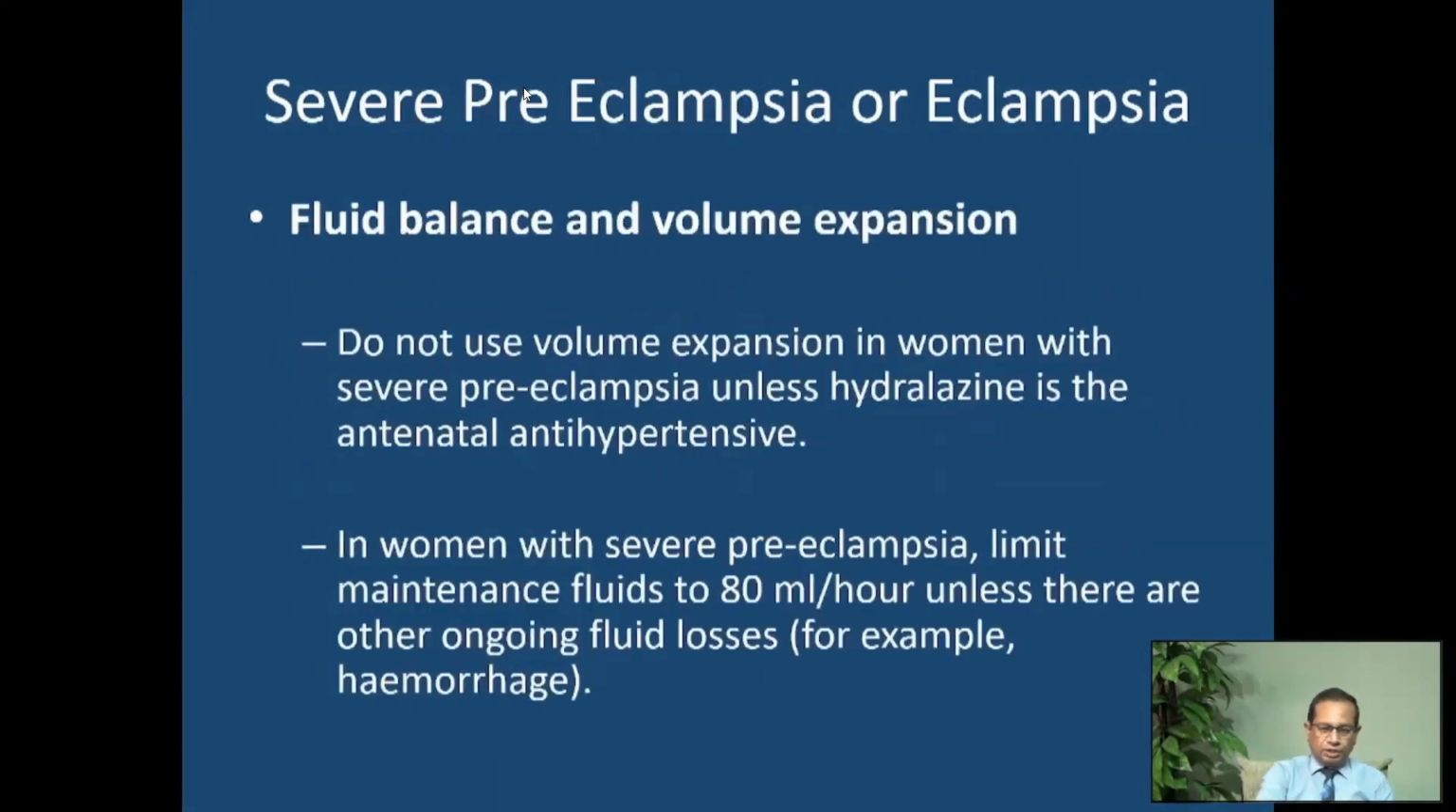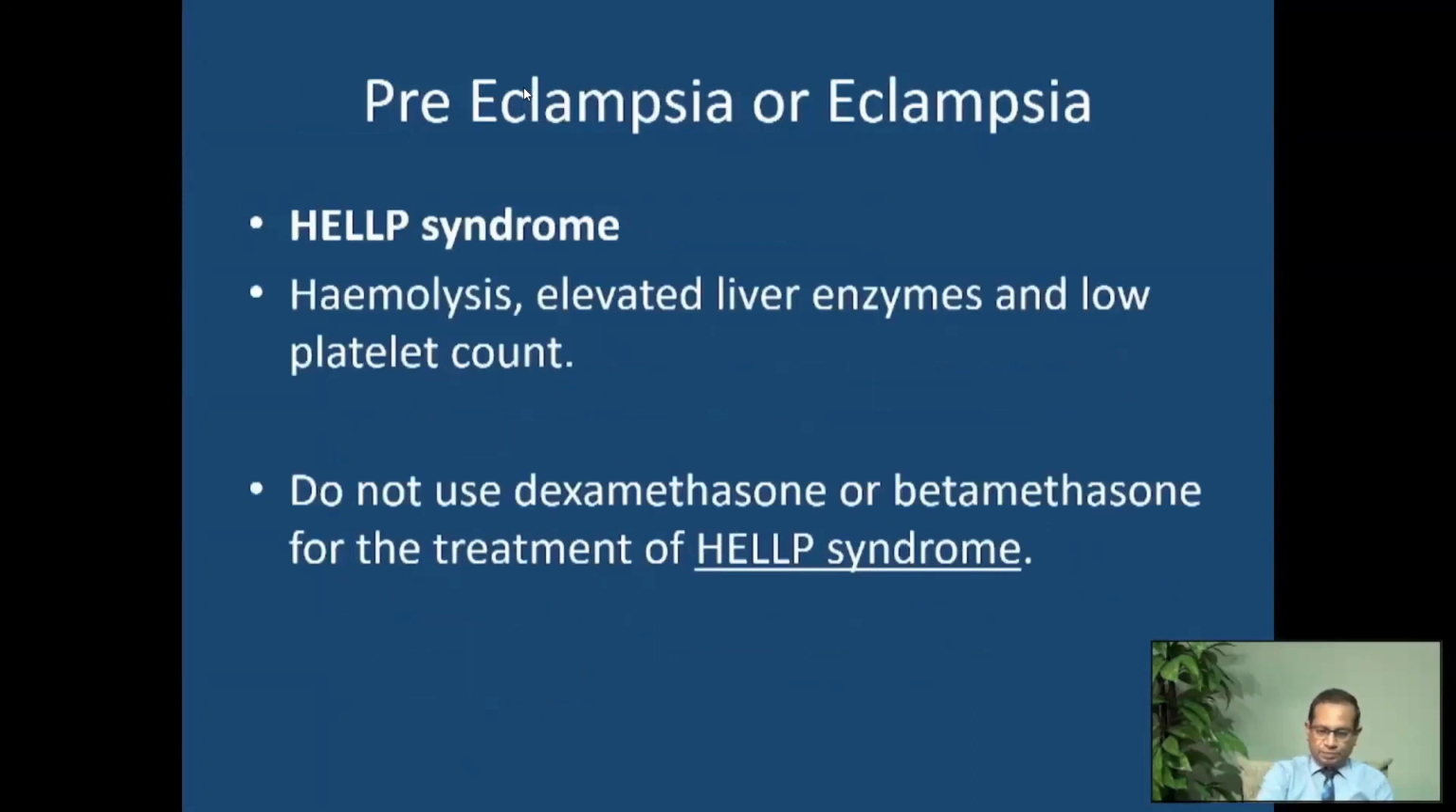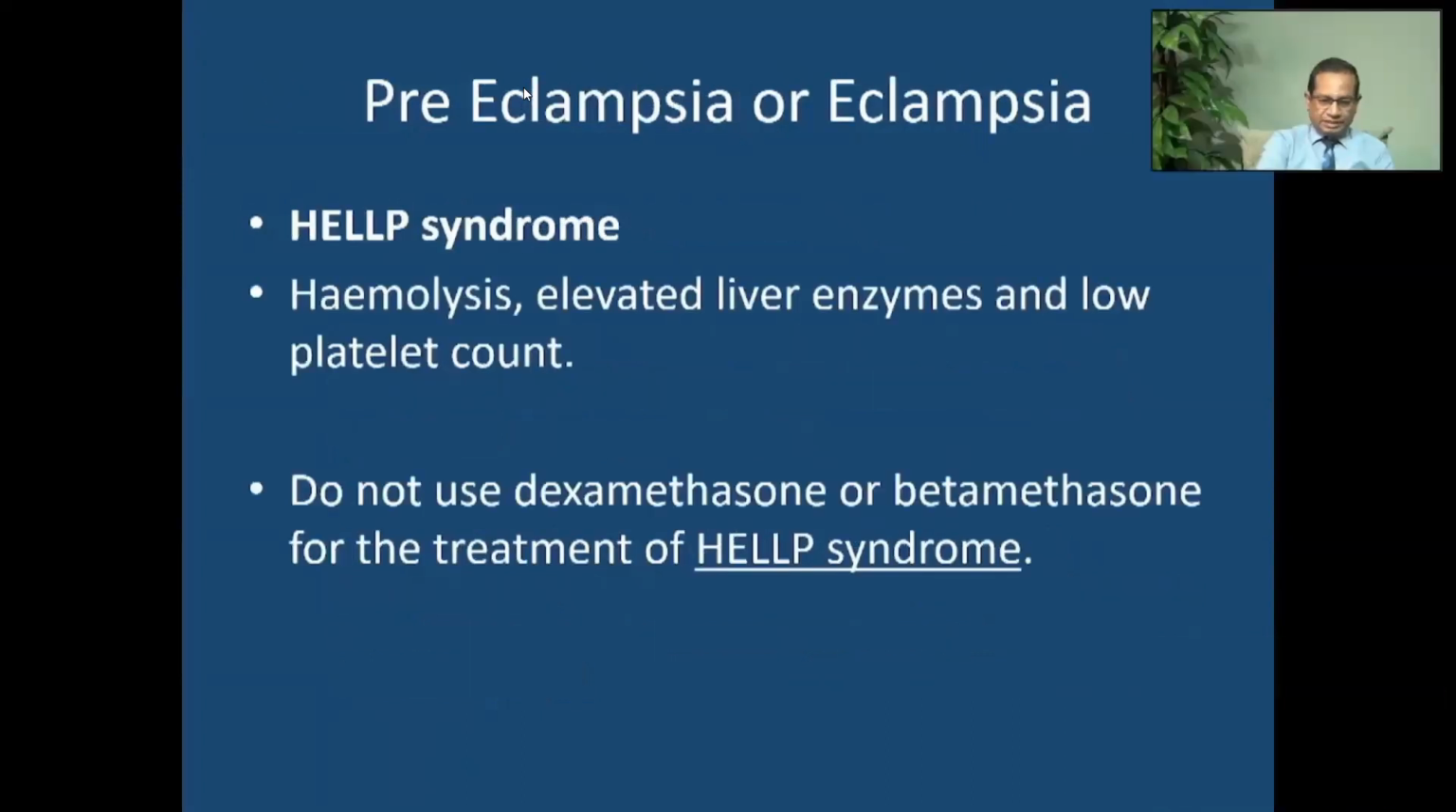When it comes to fluid balance and volume expansion, do not use volume expansion in women with severe preeclampsia unless hydralazine is the antenatal antihypertensive. In women with severe preeclampsia, limit maintenance fluids to 80 ml per hour unless there are other ongoing fluid losses, for example hemorrhage. HELLP syndrome, that is hemolysis, elevated liver enzymes and low platelet counts.